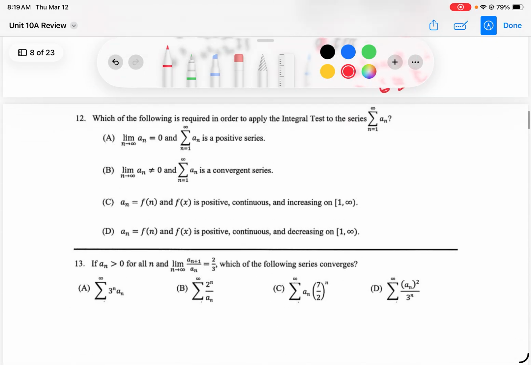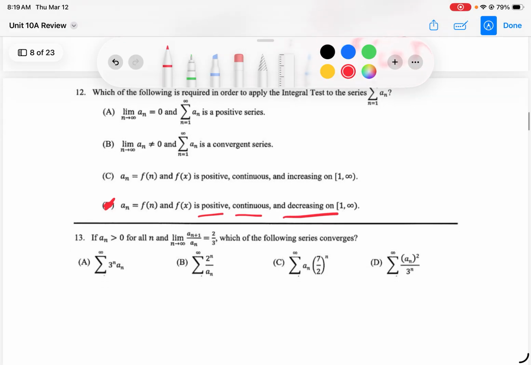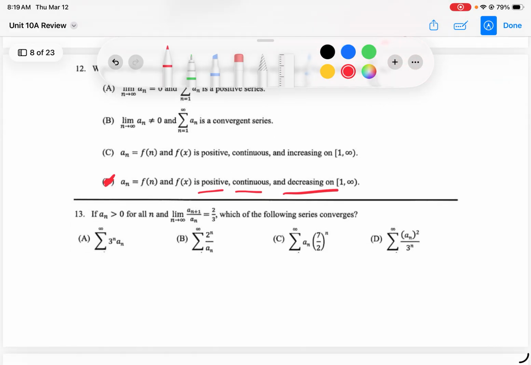Number 12, which of the following is required in order to apply the integral test? Okay, that's easy. Positive, continuous, and decreasing. So that one's D, I'm pretty sure. Okay, number 13 is kind of tricky. I'm going to tell you 2 ways to do it.